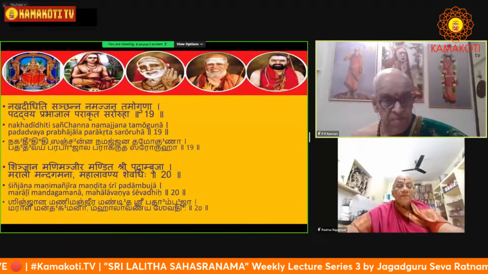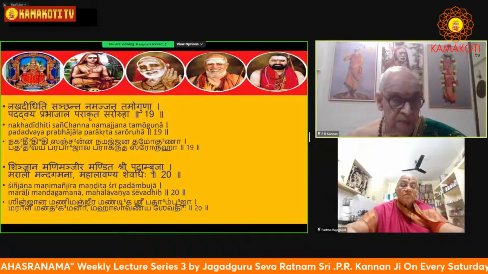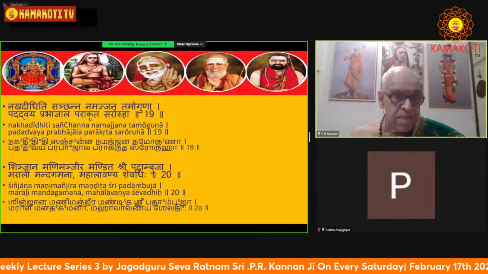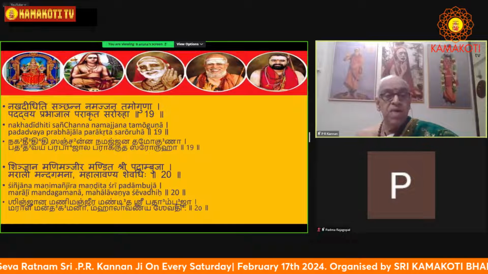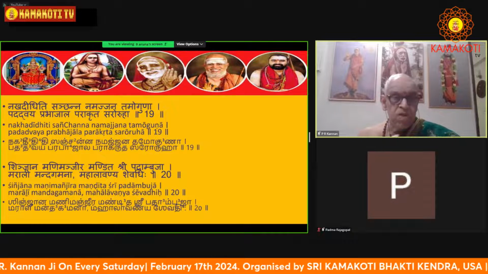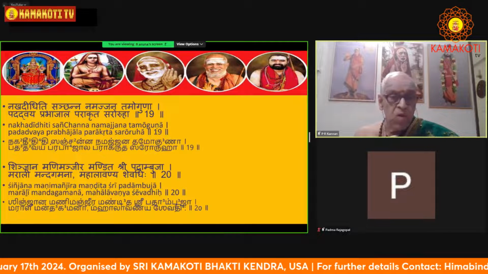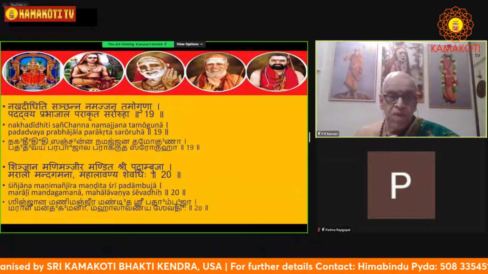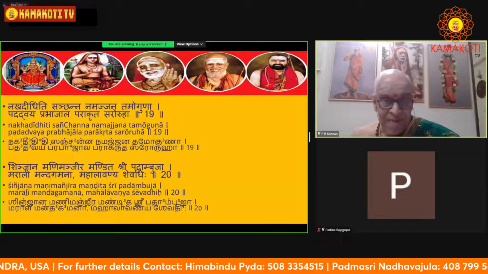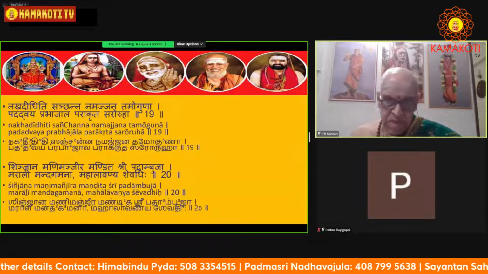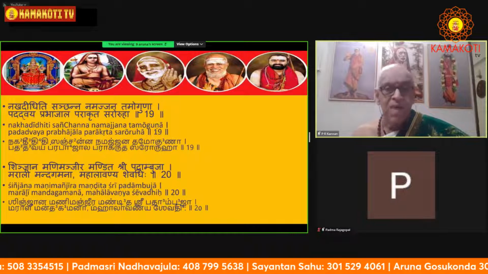Nakhadidhiti sanchanna namajjana tamoguna. Now he is coming to the radiance of the foot nails. Nakhadidhiti, radiance of the foot nails. Sanchanna, it goes and removes. What does it remove? Namajjana tamoguna. The tamoguna of the worshippers, the people who worship, the tamoguna, the darkness. Tamoguna is always linked with darkness and Sattvaguna is linked with light.